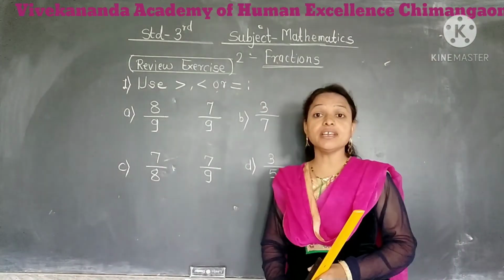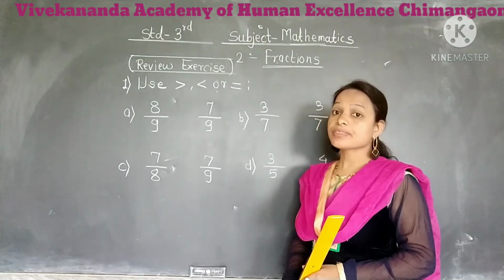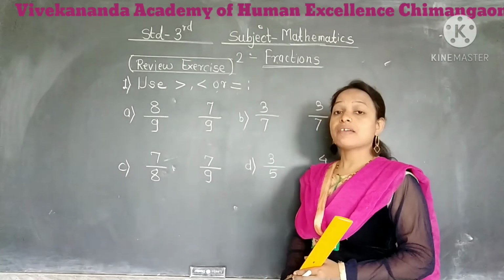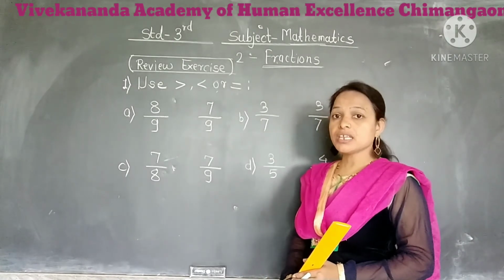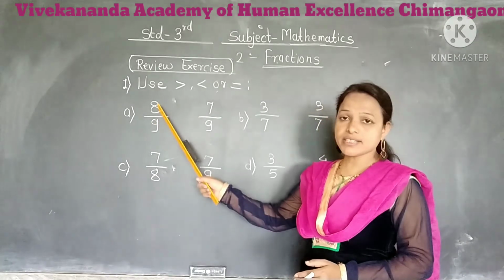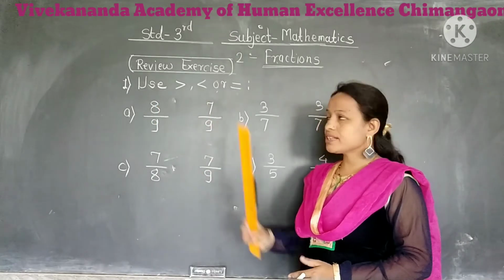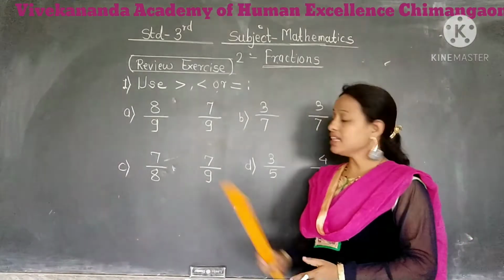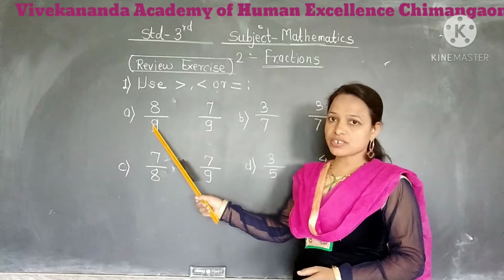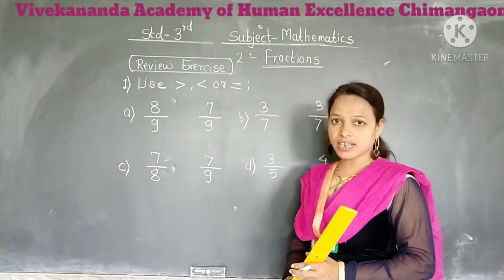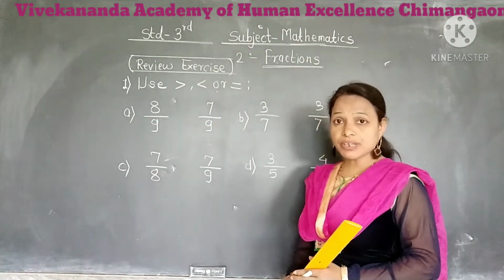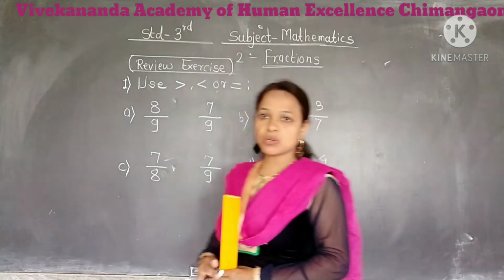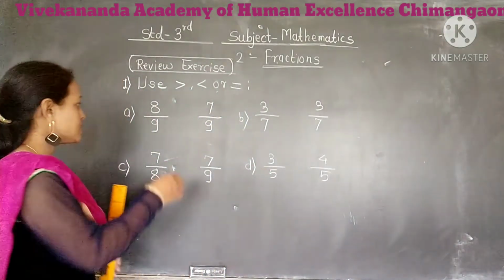And we have already learned how to compare like fractions with the numerator. It means we have to compare their numerators. Now here 8 upon 9, its numerator is 8, and 7 upon 9, its numerator is 7. So we know that 8 is greater than 7. So obviously the fraction 8 upon 9 is greater than 7 upon 9. So which sign will we use here? Yes, correct. We have to use the first sign because here 8 upon 9 is greater than 7 upon 9.